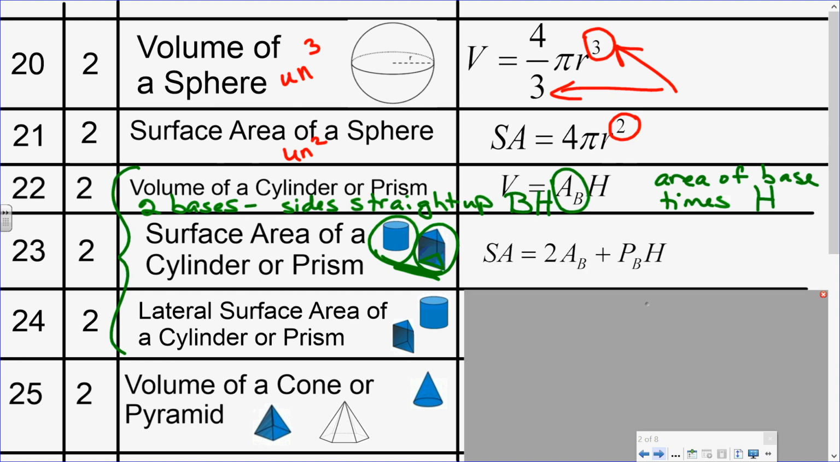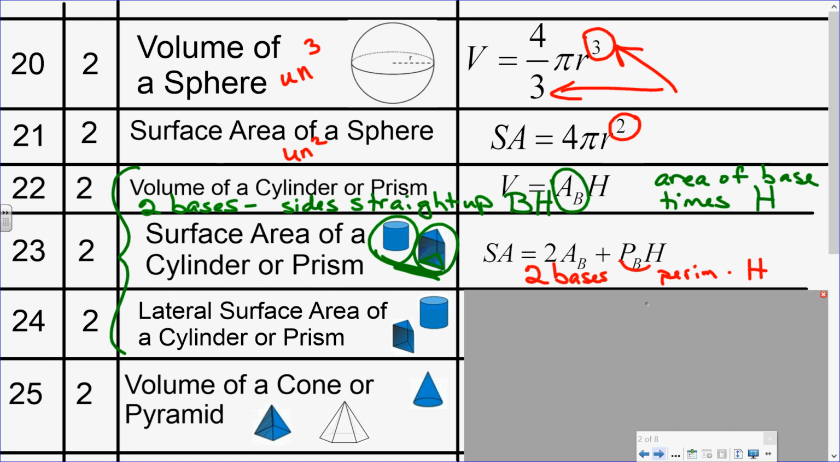If we want the surface area of a solid, we are talking about the area of all of the different sides of the thing. So these shapes, these cylinders and prisms, have two bases. So we need to put in the two bases. So get the area of 1 times 2. And then to get the sides that go up and down, so all of the walls, it is the perimeter of the base times the height.